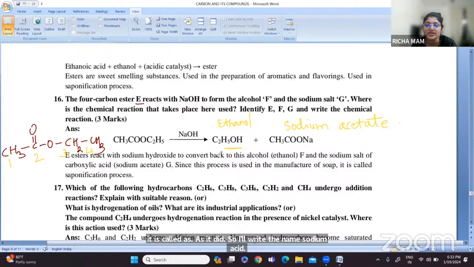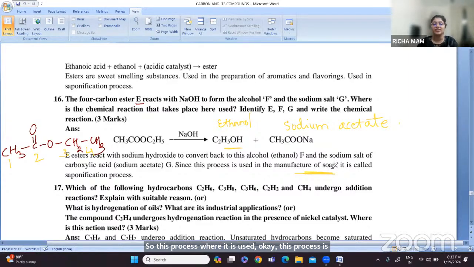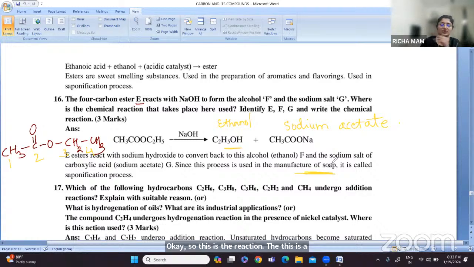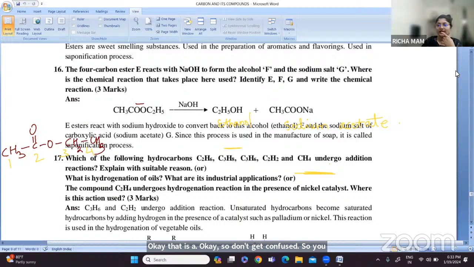This process is used in the manufacture of soap, which is called the saponification process. This is the reaction where we can prepare soaps. That is saponification, so don't get confused. You have to think and write the answer.